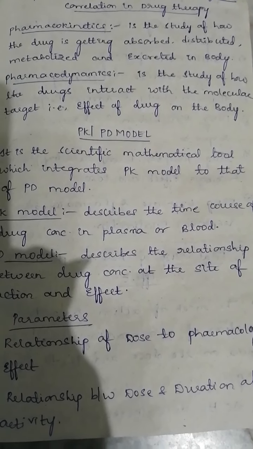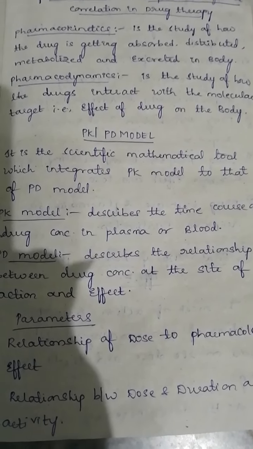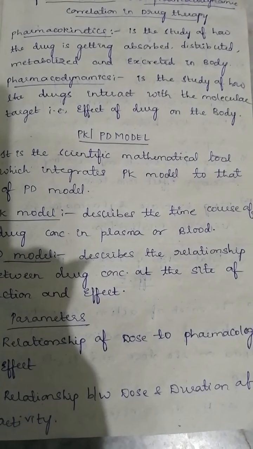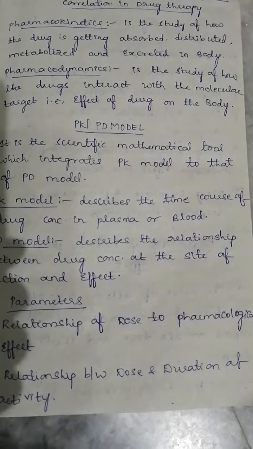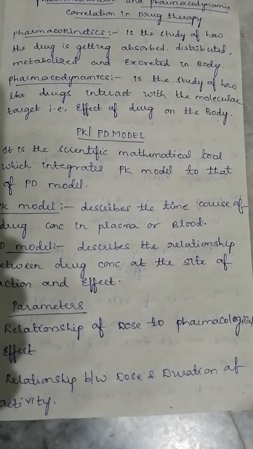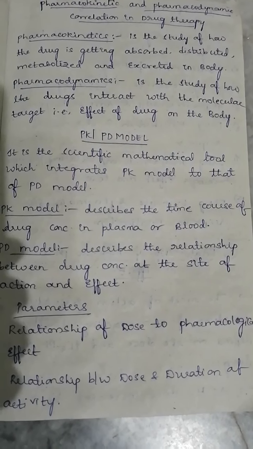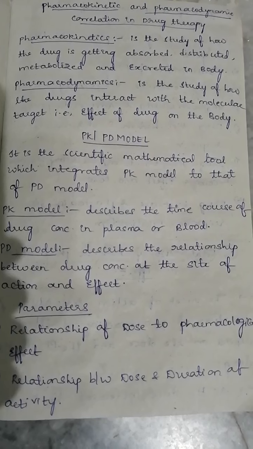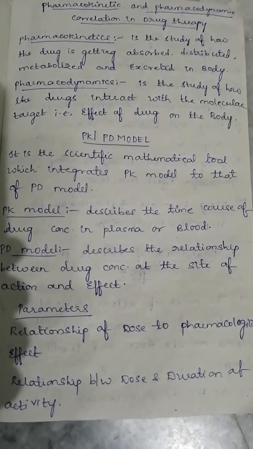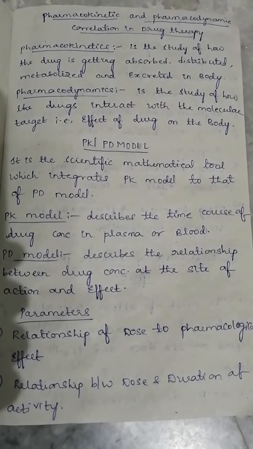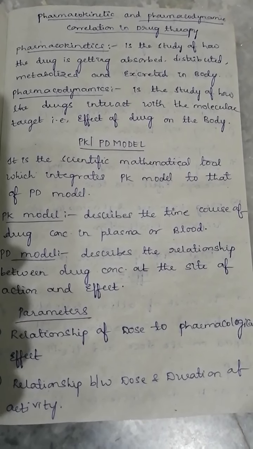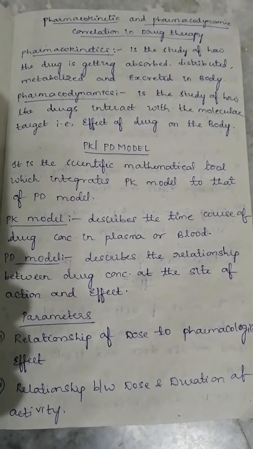So first we have to take the PK/PD model. It is a scientific mathematical tool which integrates the PK model with the PD model. The PK model describes the time course of drug concentration in plasma or blood, and the PD model describes the relationship between the drug concentration at the site of action and effect. So these are the two different models available. With this only we will say whether 100% bioavailability is reaching or not.